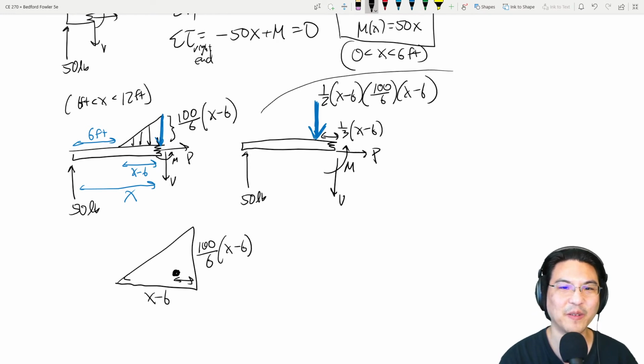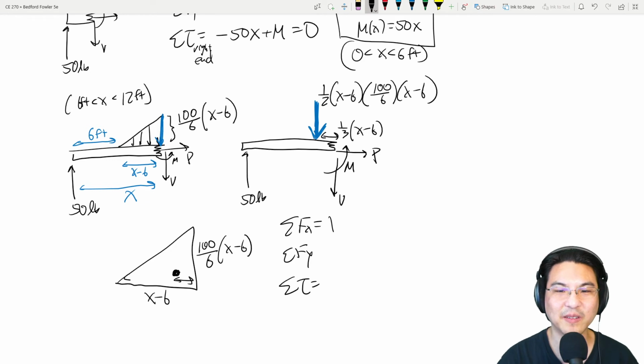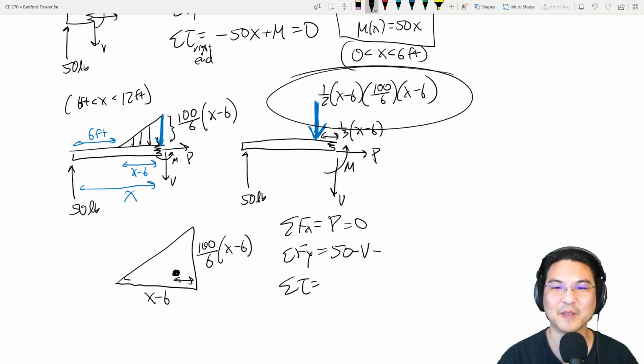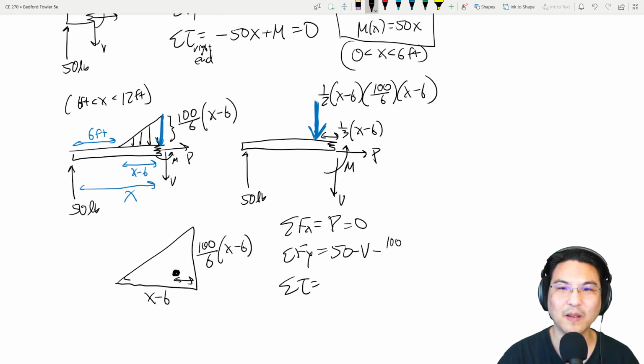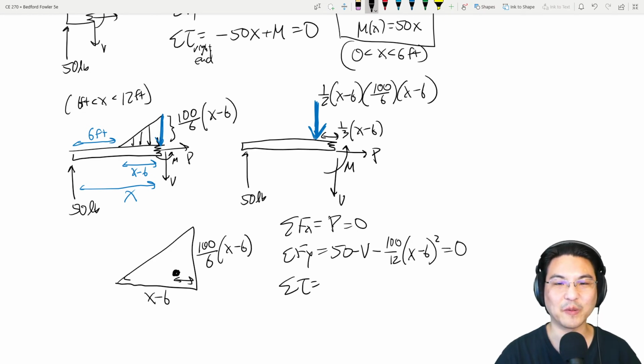Okay, so now that we have this free body diagram, let's solve. Sum of forces in x, y, and some torque. In the x direction, P. In the y direction, 50 minus V minus that. Can we simplify a little bit? So we got 100 over 12 times x minus 6 quantity squared. So it's simplified a little bit. Is that everything in the y direction? Yes. Okay, sum of torque about wherever we want.